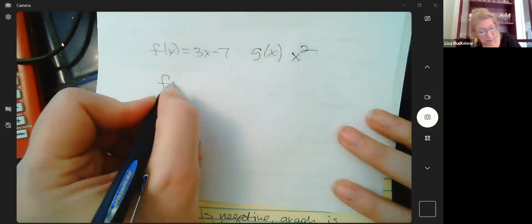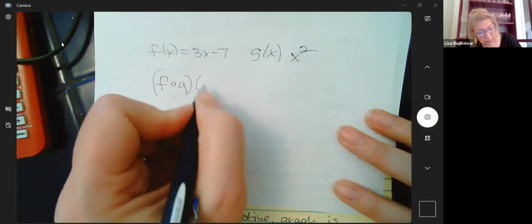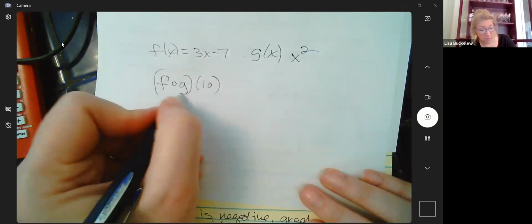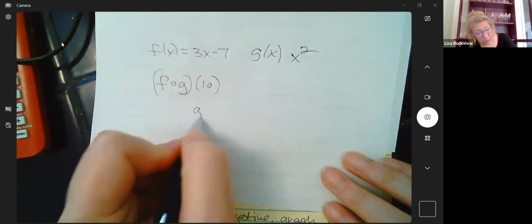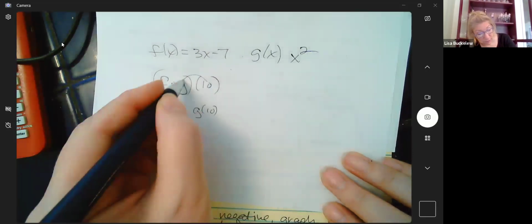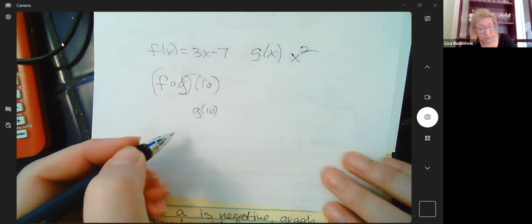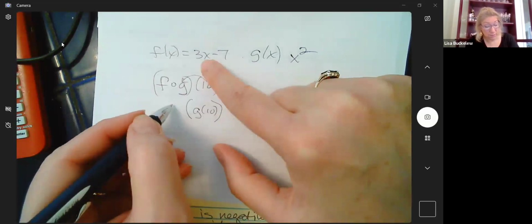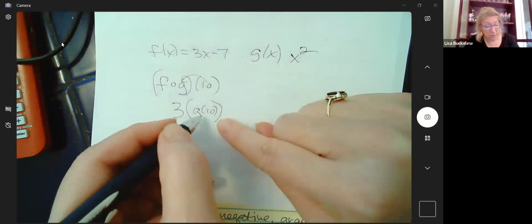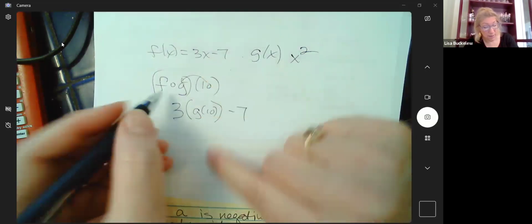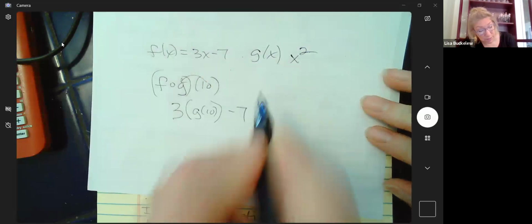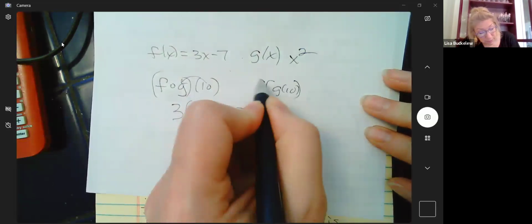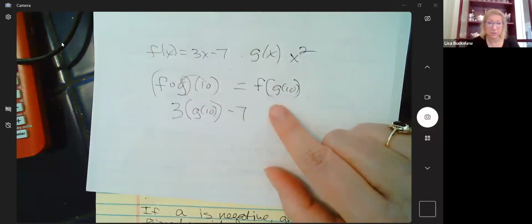So let's say I'd ask for f composed with g of, I'll say 10. Okay, this means I got to figure out what g of 10 is first. So 10 goes into g of x. We figure that out. Then I'm going to take that and replace it for the x over here: 3 times whatever minus 7. Okay, that's what this means. It means we're going to take g of 10 and we're going to use it as input to the f of x function. That's what composition means.